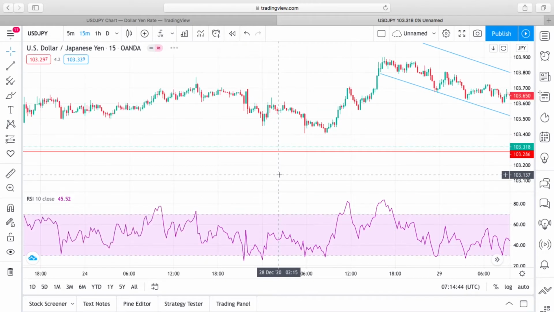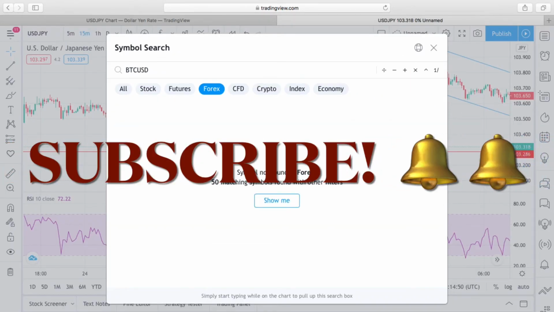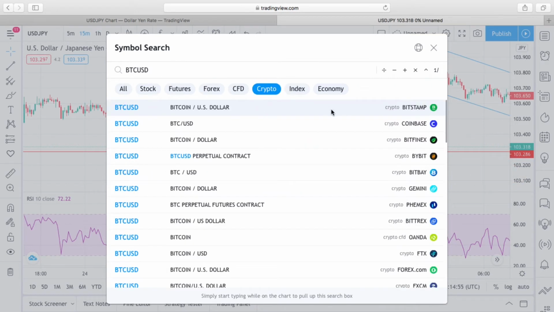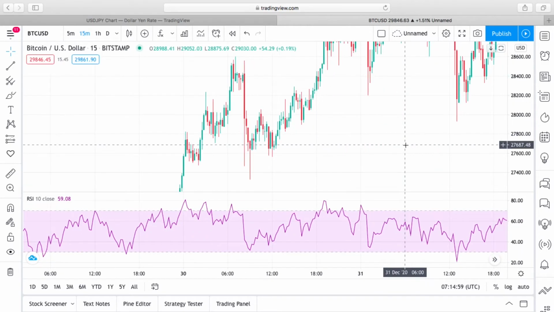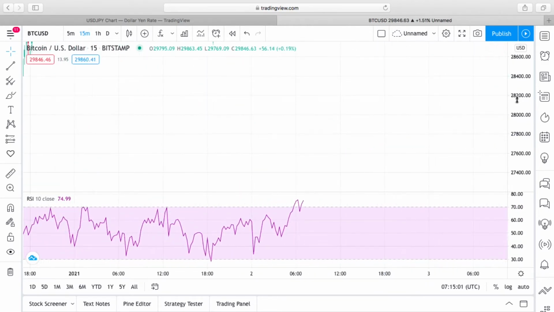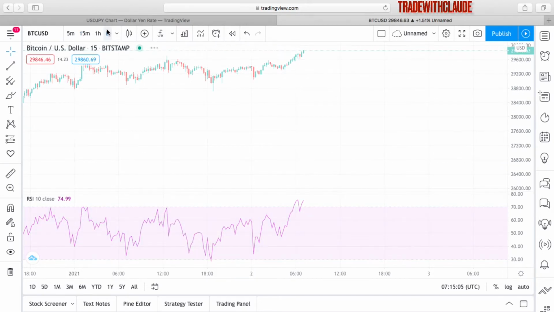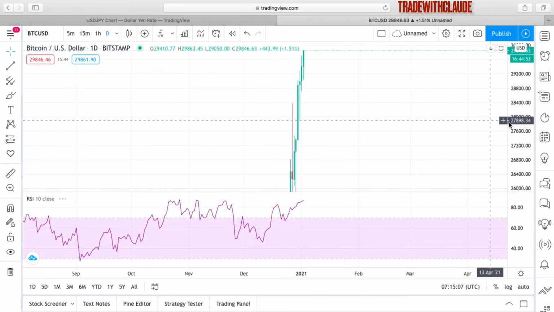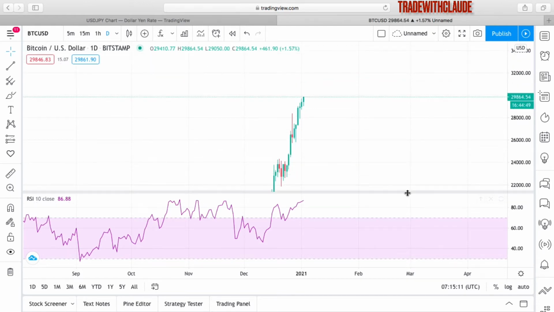Let's check. Bitcoin has been in an uptrend. Let me check Bitcoin so I can show you the current market of BTC/USD. I'll go to crypto, Bitcoin USD. Let me use Bitstamp to check for you. Let me go to the current chart and use the 1 day time frame. Okay, I'm using the daily time frame.